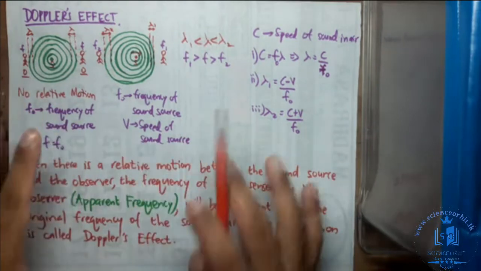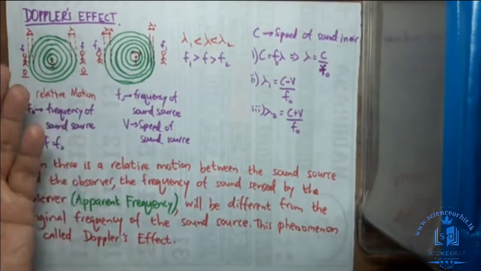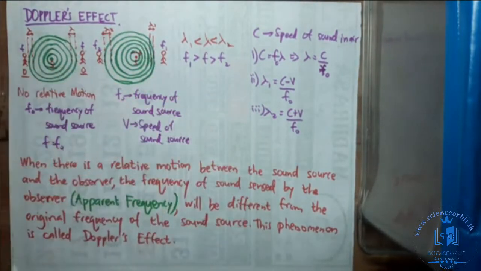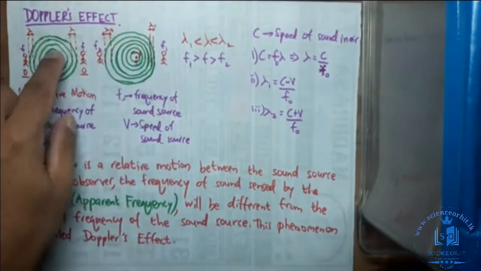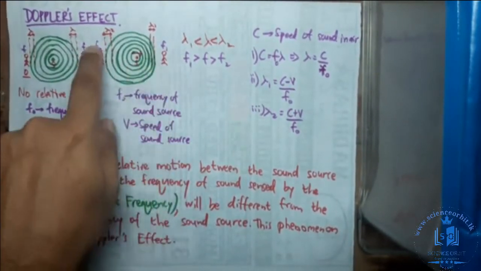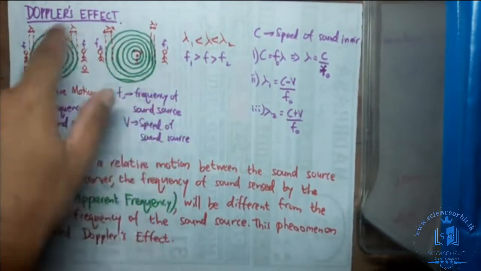We discussed why Doppler's effect actually takes place when there is a relative motion between the source and the observer. There is a change in the original wavelength, there is a change in the wavelength sensed by the observer. The original wavelength of this source was lambda, but the sound heard by this observer will not have the same wavelength, it will be different. Same with this person also, right? That is what Doppler's effect is.